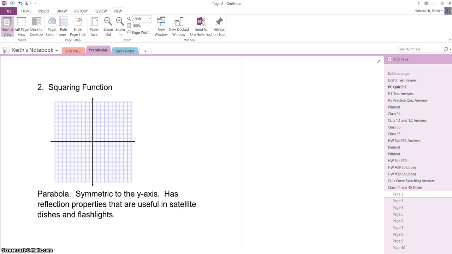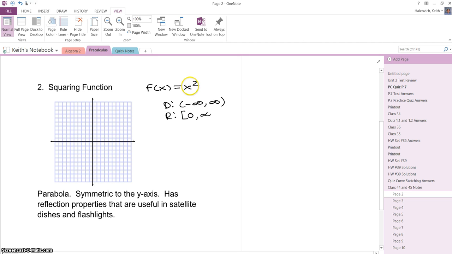The next function is the squaring function, and that's where f of x is equal to x squared. The domain is all real numbers. The range is greater than or equal to 0. Because if you notice, when you square 0, you get 0, 1 gives 1, and 2, when you square it, is 4.